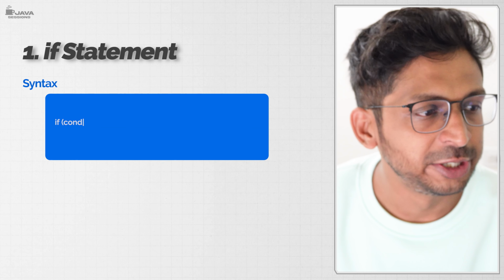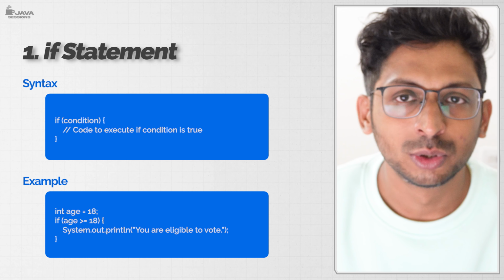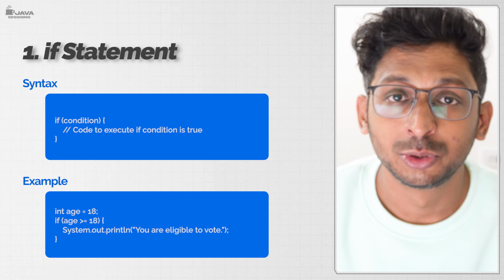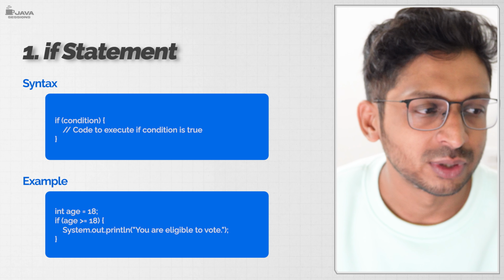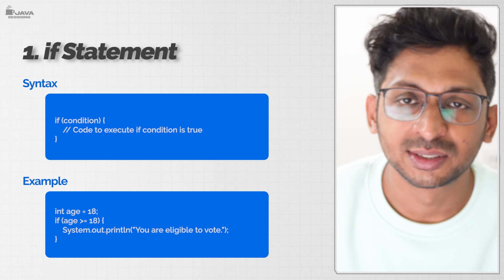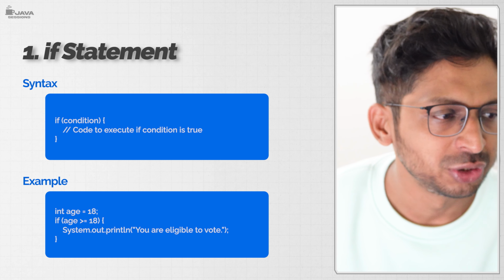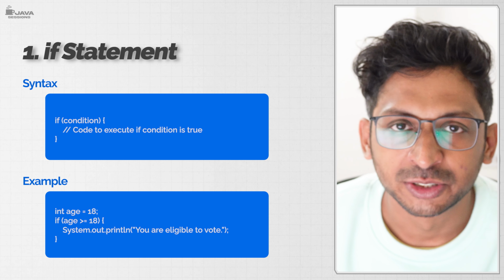In this example, int age is equal to 18. If age is greater than or equal to 18, then you are eligible to vote. If age would have been 15, this condition would have been false and this block of code would not have been executed, but since in this case it's 18, it's satisfying that condition. This if block gets executed and the System.out.println message is printed.